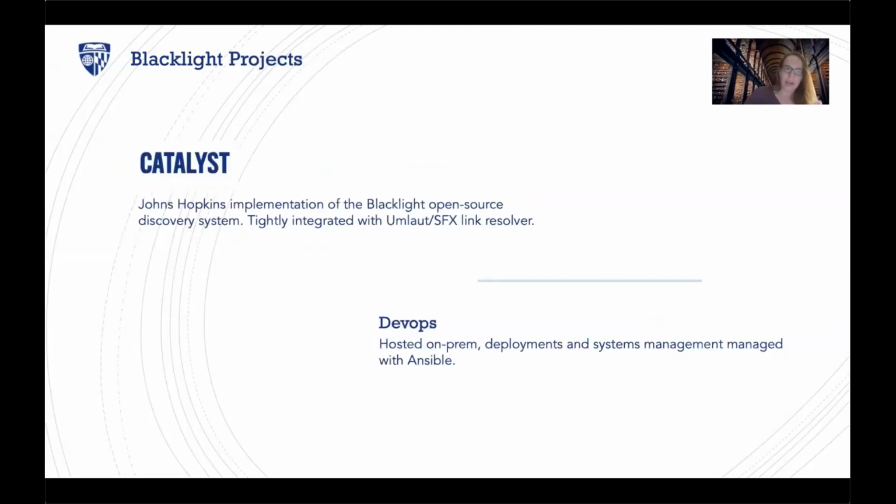As many of you know, Catalyst is our main Blacklight open source discovery system, and it is tightly integrated with the Umlaut SFX link resolver. So you'll see we've made that a little bit tighter of an integration with some of the presentation changes we've done for the COVID-19 response. And then from a DevOps perspective, everything is hosted on-prem and everything is managed with Ansible. So for Solr, for Traject and Catalyst, everything is done with Ansible, and the scripts have been working pretty well for all of that.